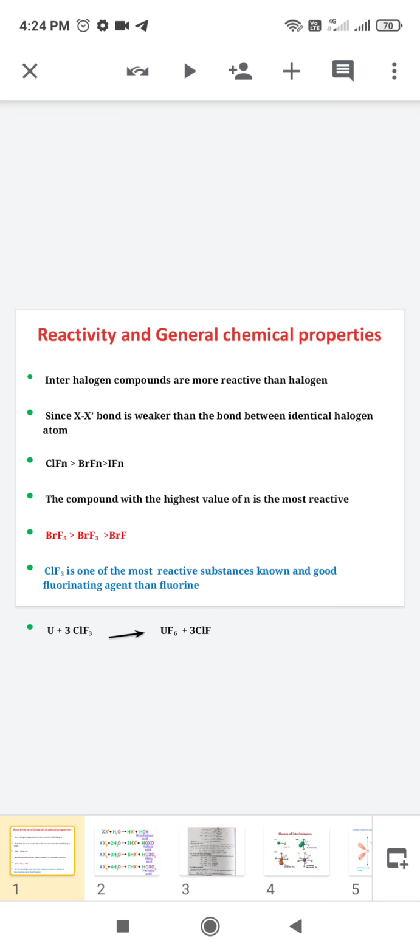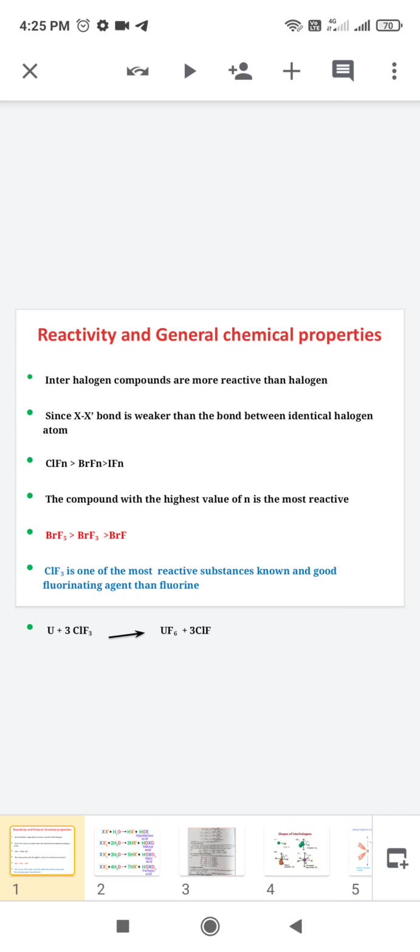Since we know that the bonds between the halogen atoms in an interhalogen compound are weaker than the bond between identical halogen atoms. And while we are comparing the interhalogen compounds of chlorine and fluorine, bromine and fluorine, and iodine and fluorine, having the same number of fluorine atoms, the most reactive one is ClFn, which is greater than BrFn, which is greater than IFn.